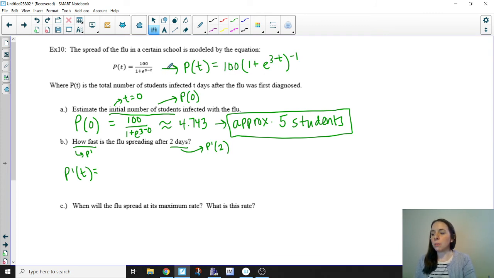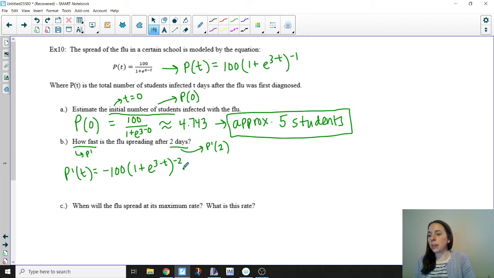So again, what I did up here was I took this 1 plus e to the 3 minus t. I moved it up to multiply it with the 100. And to do that, I needed to put a negative 1 power on it. And so now I'm going to focus on that negative 1 power to get my P prime using power rule. The negative 1 comes down and multiplies with the 100, making it a negative 100. Rewrite what's in the parentheses and raise that to the negative 2 power because negative 1 minus 1 is negative 2.